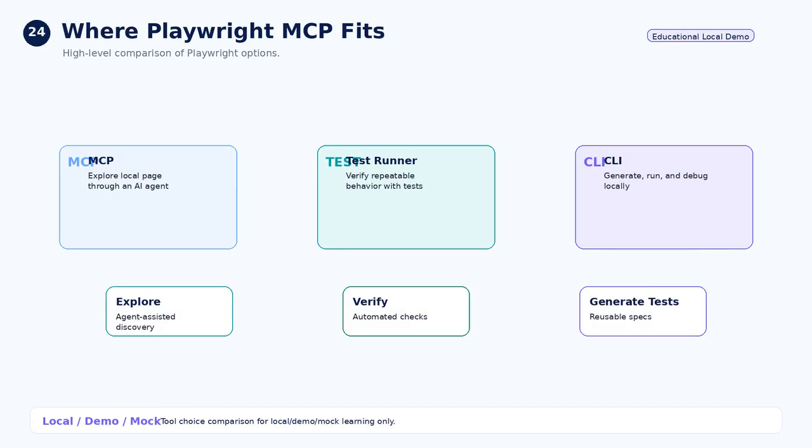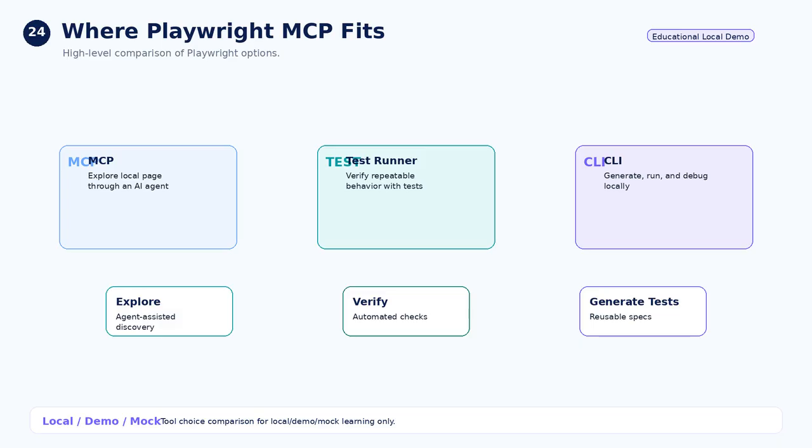From there, the next practical step is where Playwright MCP fits. Playwright MCP is best for interactive browser tasks. It helps agents explore pages, verify UI behavior, and draft tests. It is useful when page structure and state matter. It is not always the most efficient choice for every coding task.